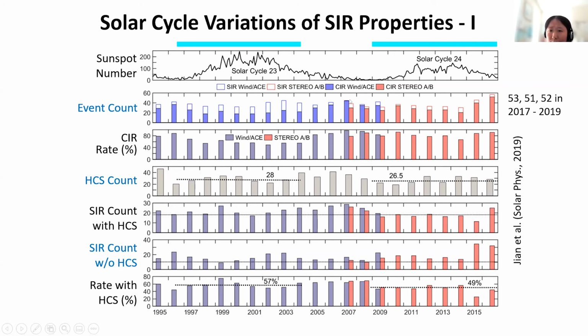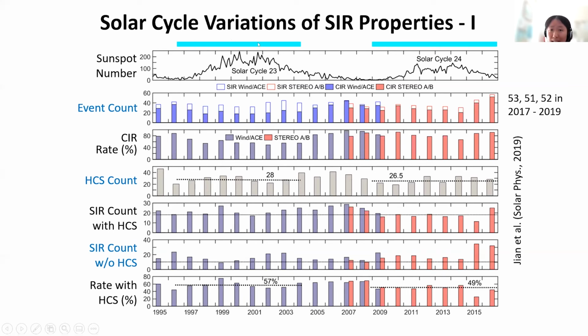The blue ones are from Wind observations. The red ones are from STEREO A and B. In later years, only STEREO A is available since 2015. And also I considered the available time. So the tallest bar is for the SIR count. The fainter bars are for the corotating ones, which reoccur. And this is the SIR rate, showing that they reoccur more often in cycle 24.